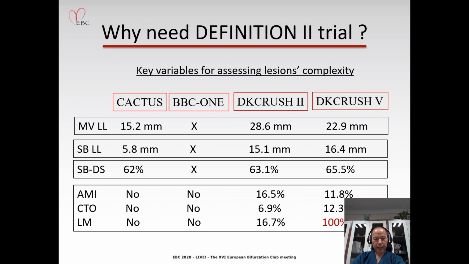On the other hand, the side branch lesion length was only 5 mm in the CACTUS study, which was not reported in BBC1. And the side branch lesion length was around 15.1 mm in our DKCRUSH-II and 16.4 mm in our DKCRUSH-V study. Also, there was significant difference in terms of the main vessel lesion length between the CACTUS study and the DKCRUSH-II or DKCRUSH-V study.